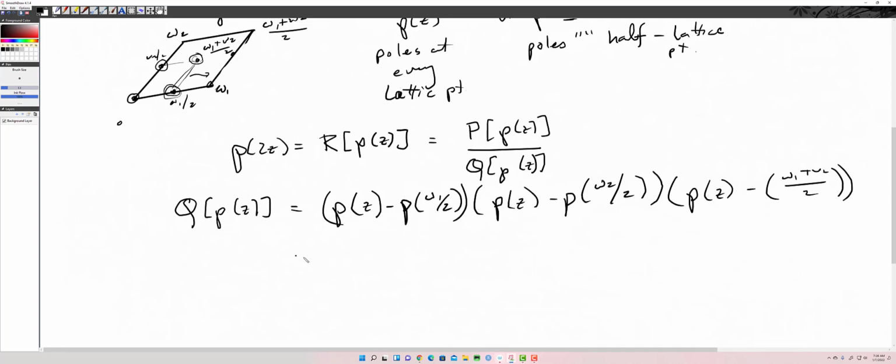Now, if I just stick this integer in front here, just put the 4 in front, you'll see that this is actually the same thing as P prime of z squared, which is 4 P of z cubed minus g2 P of z minus g3, right?